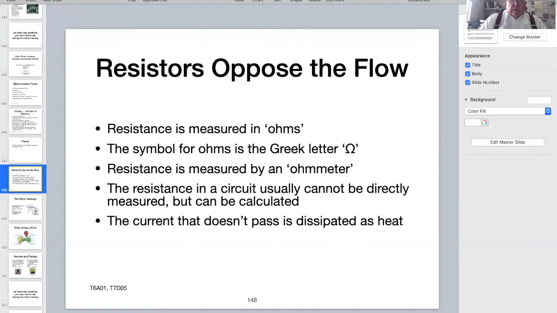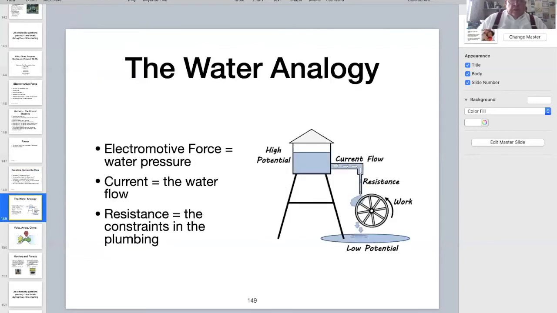The resistance in a circuit is usually calculated, although the resistance of individual components can usually be directly measured with an ohm meter. Now let's put these 3 definitions into some kind of a context. Consider the diagram on this slide. Water is stored in the tank and represents potential energy. There is a small pipe coming out of the bottom of the tank.